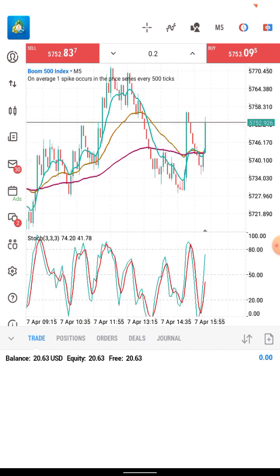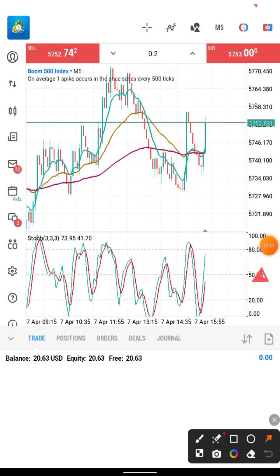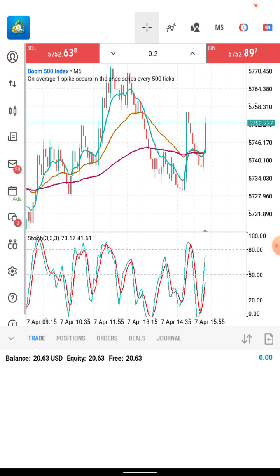You don't need to be greedy. Let me recap again. When you go to 5 minutes, are you getting it now? See that you are at oversold. That is, if you are trading Boom 500, you are oversold. Understand? Then what you would do is go to 1 minute time frame.